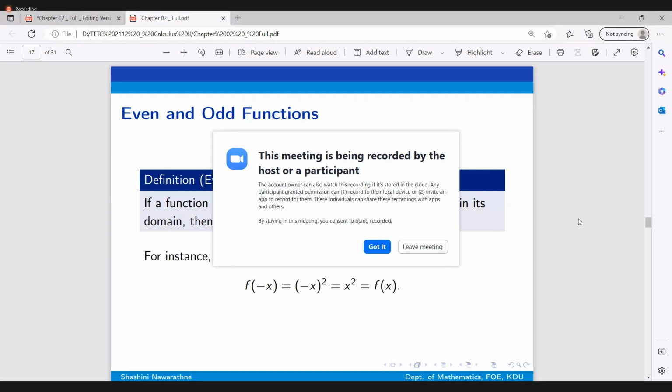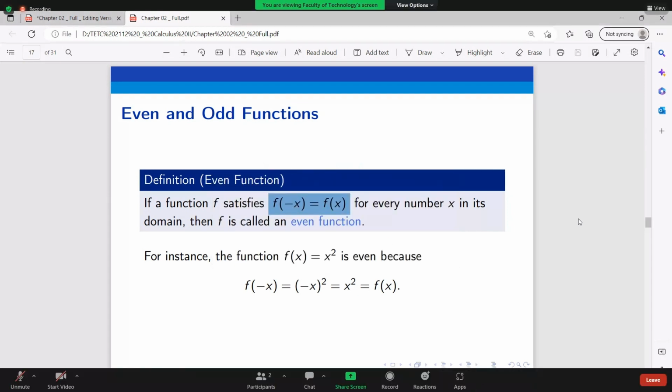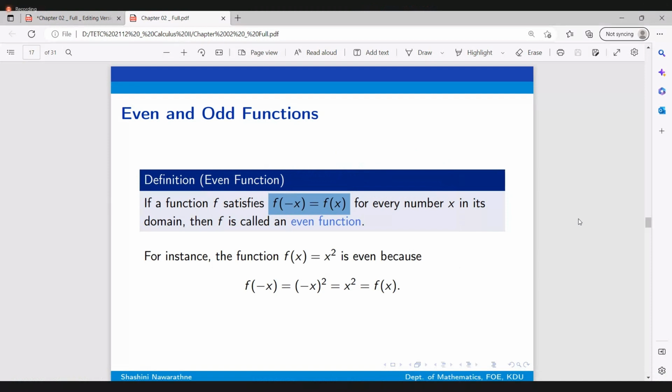So I explained this odd and even function last week. I will just briefly go through what this concept is. This one is needed when we are doing the Fourier transform, so we cannot skip this part.